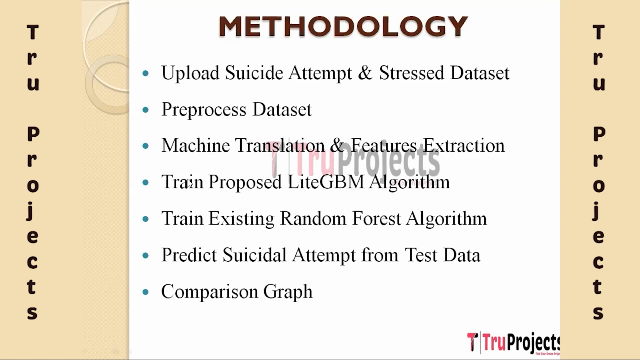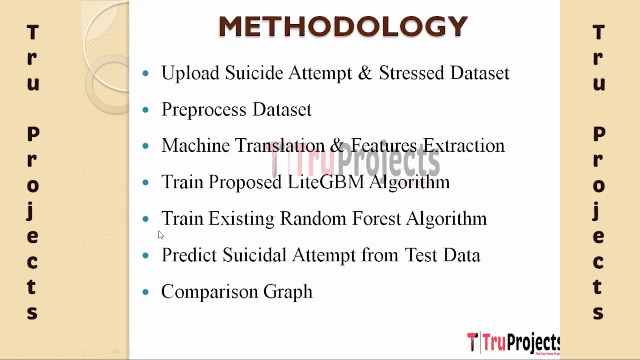The next module is Train Proposed LightGBM Algorithm. This module trains the algorithm to identify individuals with suicidal ideation. A variant of the gradient boosting machine, LightGBM optimizes memory usage while maintaining high performance. It builds an ensemble of weak learners by iteratively fitting each new tree to the errors made by the previous ensemble. This method effectively addresses the classification problem of detecting suicidal ideation.